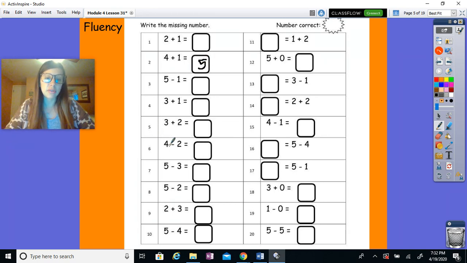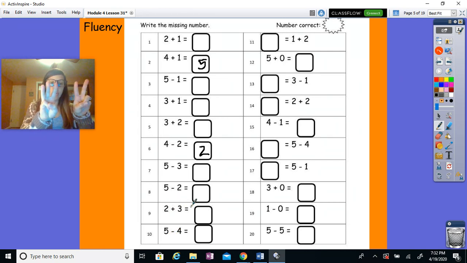Okay, let's skip down and do some subtraction. 4 minus 2 equals. Take away 2 equals 2. 2 left. 2 plus 3 equals 2 plus 3 more is 1, 2, 3, 4, 5. 2 plus 3 equals 5.